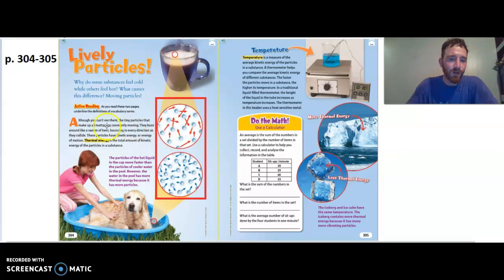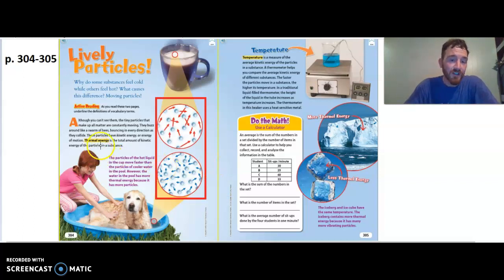So it says tiny particles that make up all matter are constantly moving, whether it's just the air around us flowing, like wind blowing, or in this case, a hot mug of cocoa or even cold ice. If we were able to look through a super duper microscope and see all those particles moving, we would see motion happening. There's energy in that, and that's what thermal energy is.